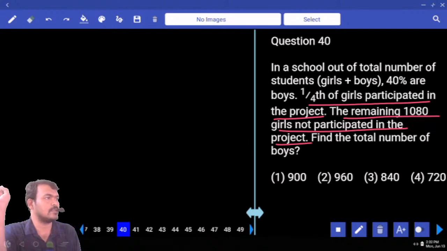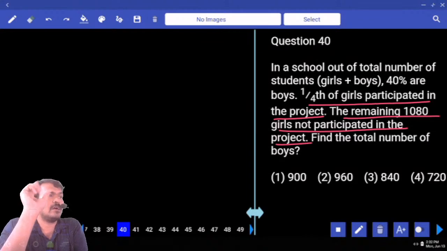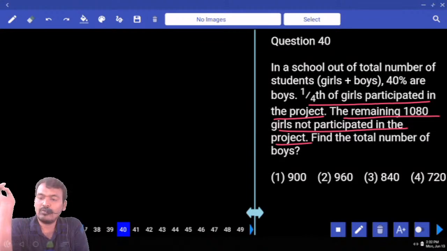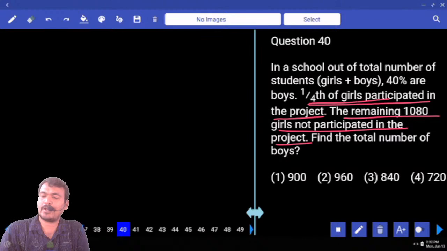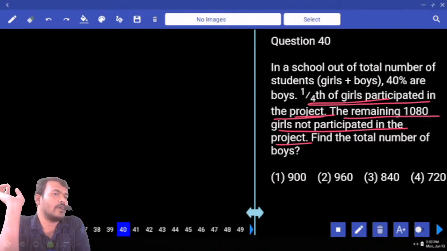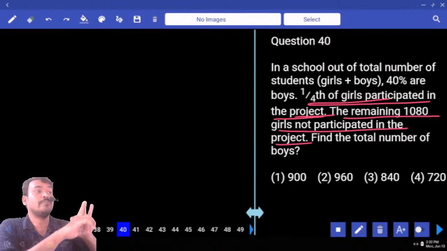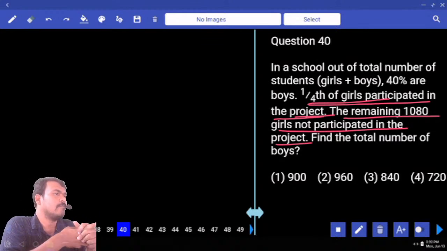What are the total students? 100%. Out of the 100%, 40% are boys. The remaining are 60%. 60% are girls. Out of the girls, 1/4 participated in the project. What is 1/4 of 60%? 15%. 15% participated, which means the remaining girls are 45%. What is the total girls? 60%. In that, 15% participated, so not participated value is 45%.